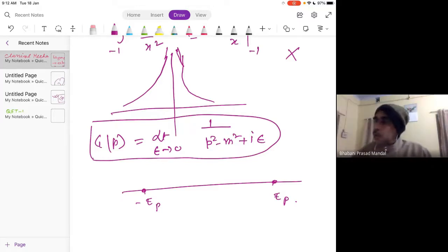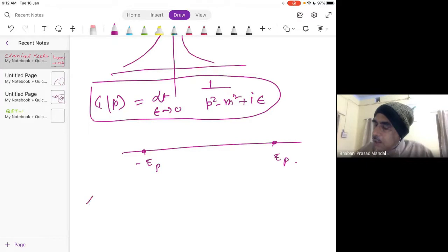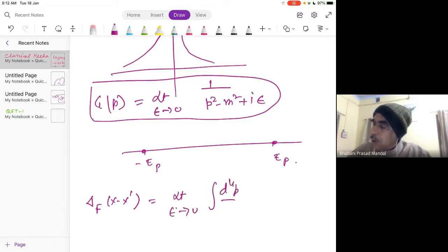Okay, so then Feynman defined this. Let us write the Feynman propagator, now in coordinate space. It will be the limit epsilon going to 0 of the integral d^4p over (2π)^4, e to the power minus i p dot (x minus x prime), where x and x prime are 4-vectors and p is also a 4-vector, divided by p square minus m square plus i epsilon.